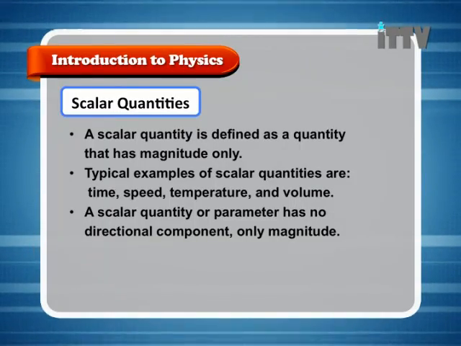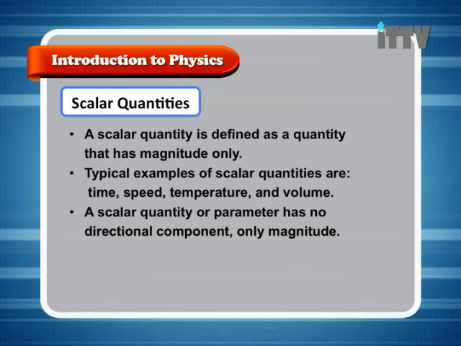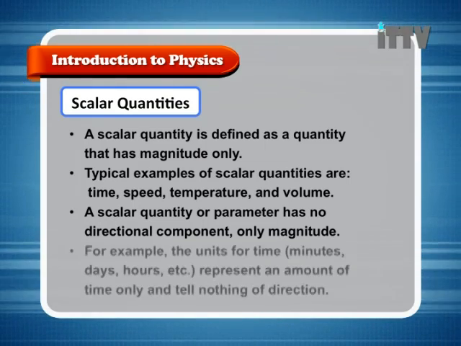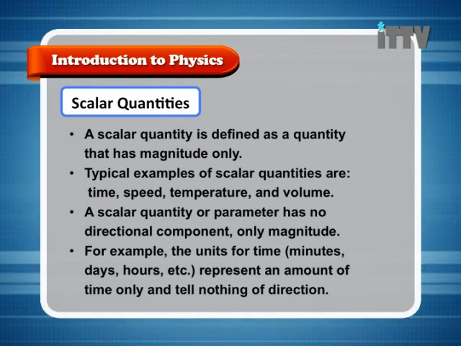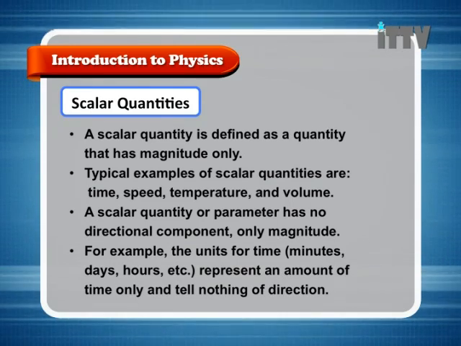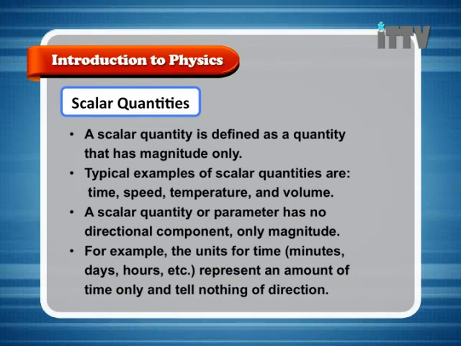Scalar quantities. A scalar quantity or parameter has no direction component, only magnitude. For example, the units of time, minutes, days, hours, etc. represent an amount of time only and tell nothing of direction.